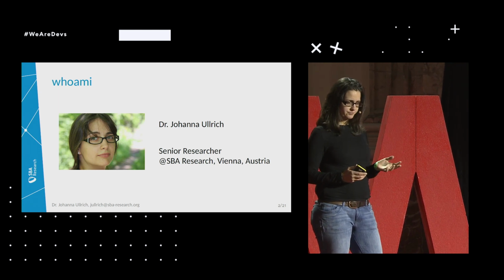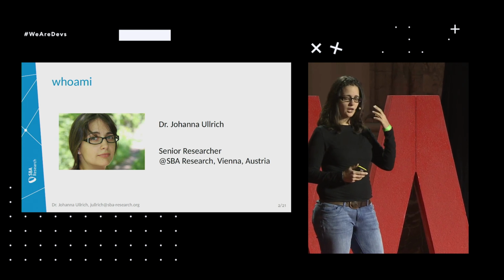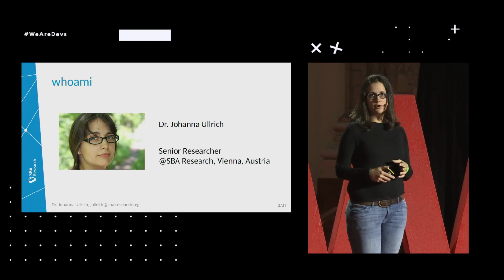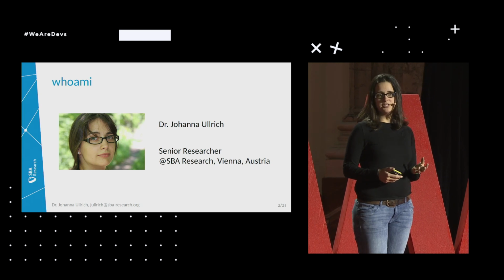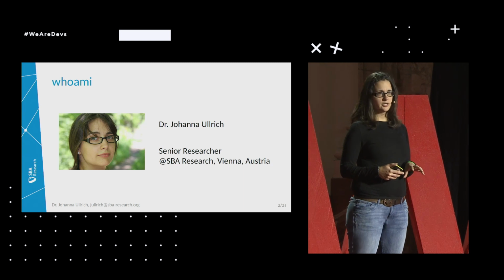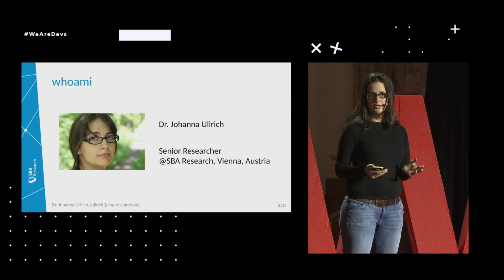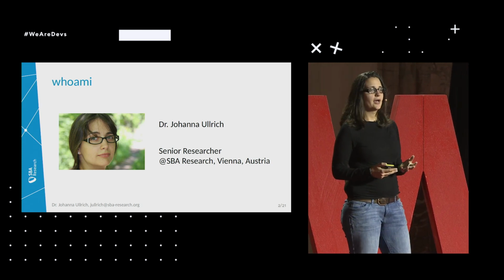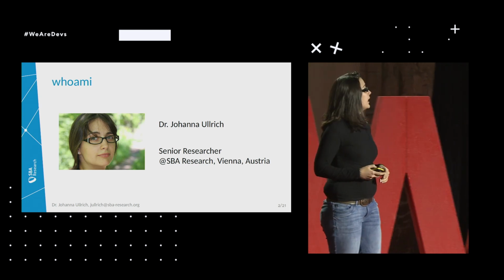I'm working for SBA Research, which is a research institute based here in Vienna. We're focusing solely on IT security, and our USP is more or less, or that's what we claim, we are the biggest research institute focusing solely on IT security in this country. But maybe you've already heard our politics. Austria is a small country, so we are the largest and the only one.